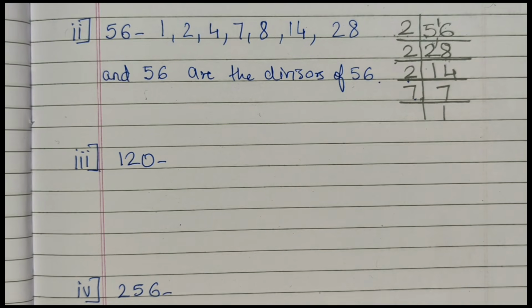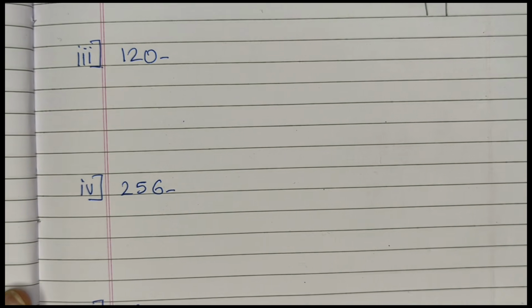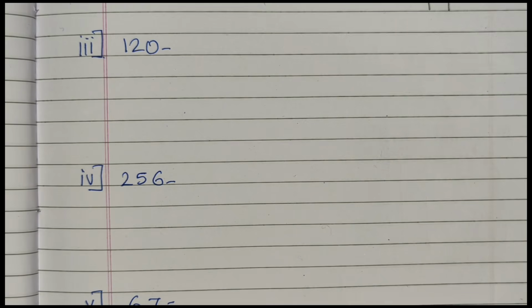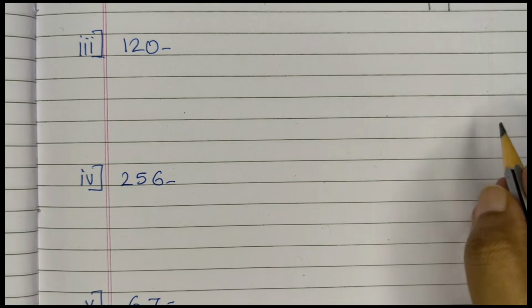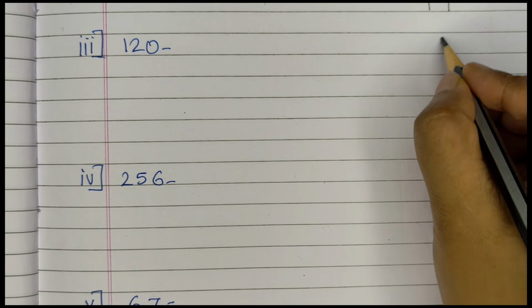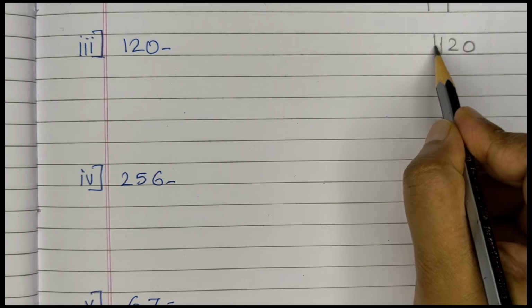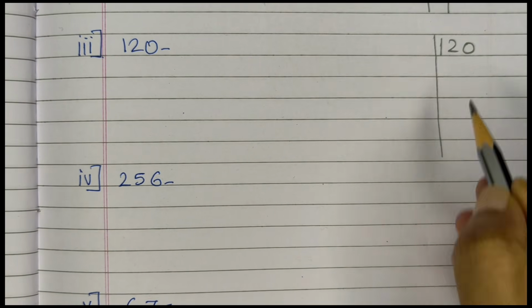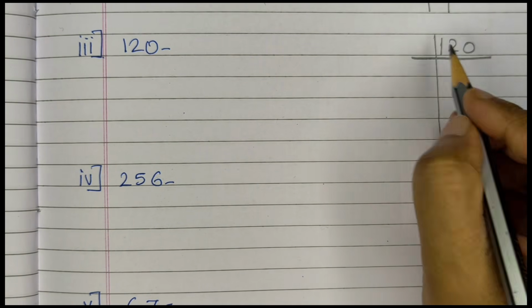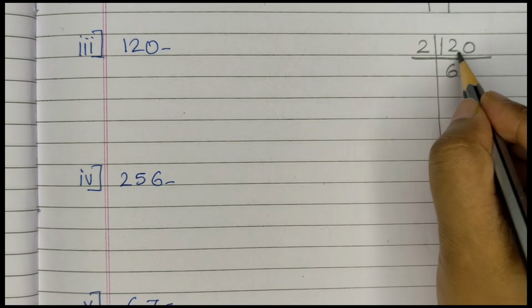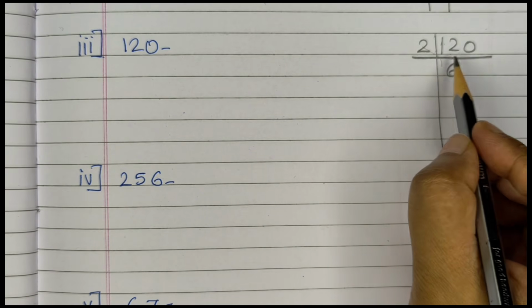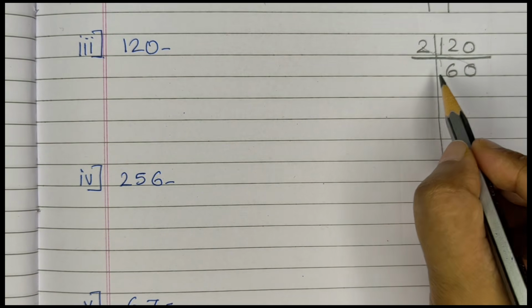See the next sum, 120. Now for 120, again we are going to factorize 120. So factorize 120 as I told you. What is our last number? Last number is 0. That means we can start with 2 times table. 2 6s are 12, and 2 zeros are 0.